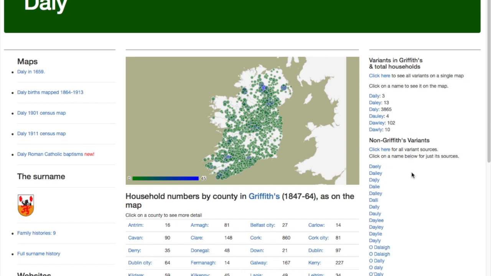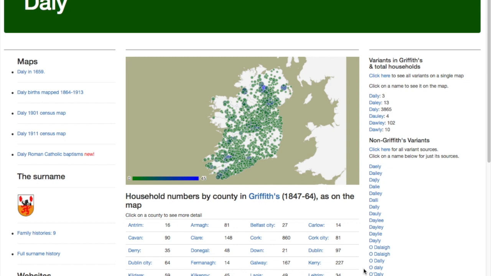Below that, we have additional spellings of the name that don't appear in Griffith but have been found in other sources, such as church records or civil registration. So again, those are all additional surnames that you might need to check, although in this time frame you won't find a whole lot with the Irish spelling.